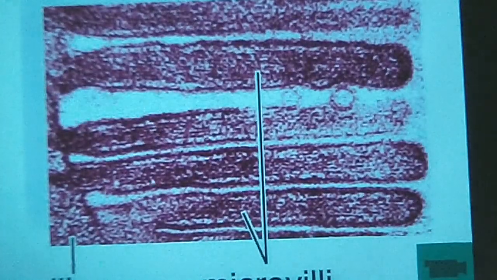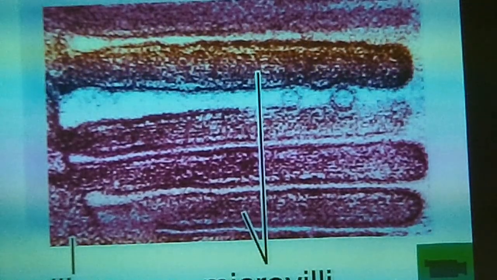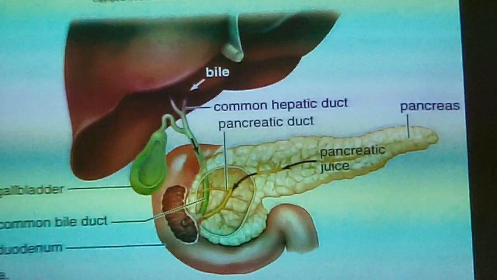Yeah, surface area is important. You want to be able to absorb as much as you can in as small an area as you can. So you need lots of surface area.